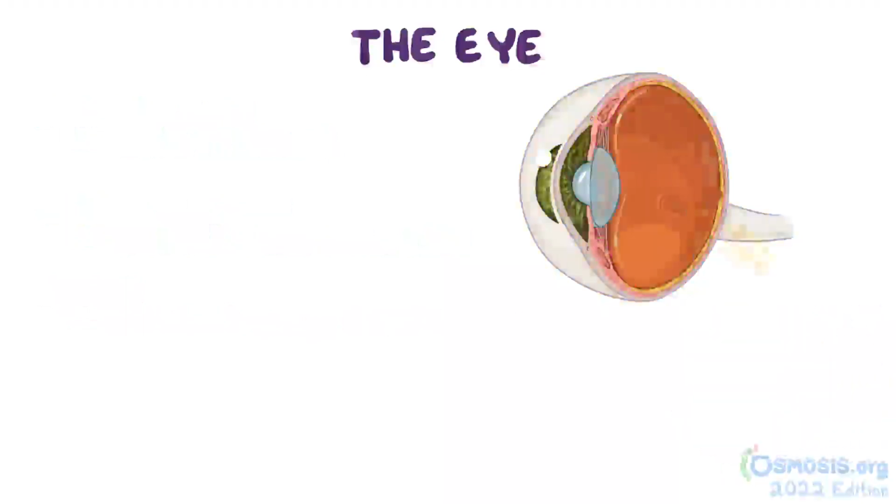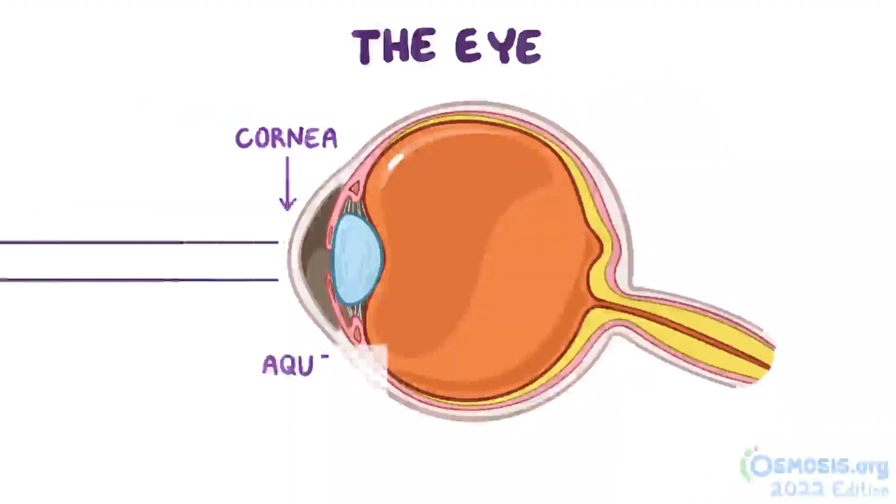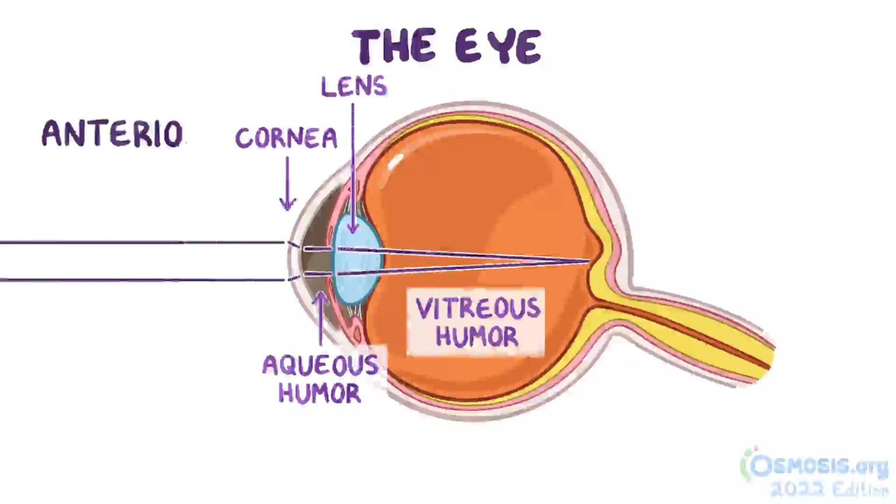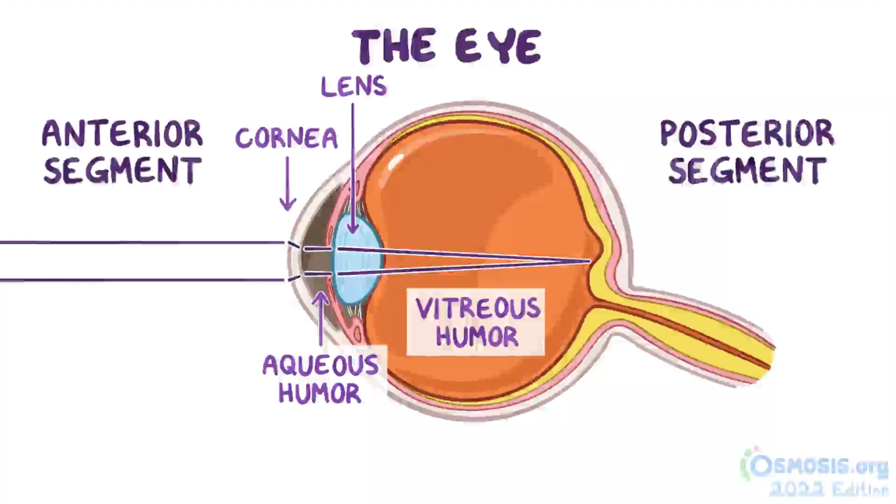The refractive media of the eye include the cornea, aqueous humor, lens, and vitreous humor. These media belong either to the anterior or posterior segment of the eye. The anterior and posterior segments are separated from one another by the lens. The anterior segment is further divided by the iris into an anterior and posterior chamber.